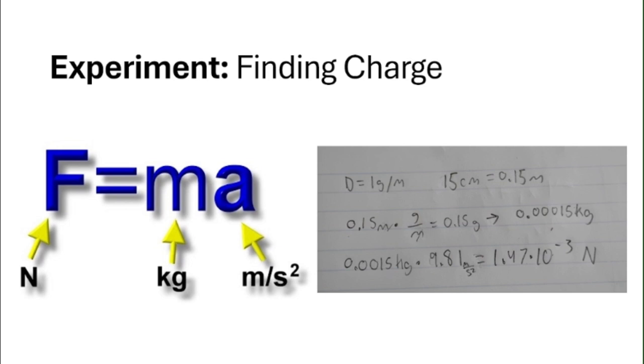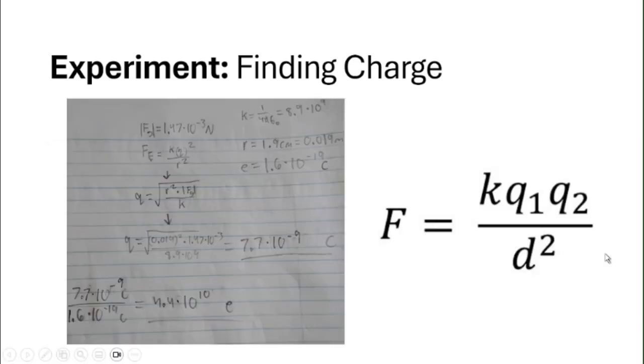To find the amount of excess charge, we first use the equation F equals ma to find a force of 1.47 times 10 to the negative 3 newtons. We then set the force of gravity equal to Coulomb's force law and then solve for Q. If we assume Q1 and Q2 to be equivalent, then we can square and solve for Q, getting a value of 7.7 times 10 to the negative 9.